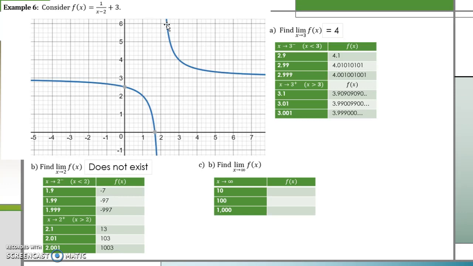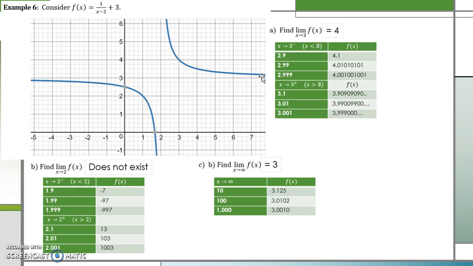And finally, let's find the limit as x is approaching infinity. So I'm going to choose values where we're approaching infinity quite rapidly, such as 10, 100, and 1,000. When I plug them in, we get 3.125, 3, and 3. We can say then that as x is approaching infinity, we are getting very close to 3 here.